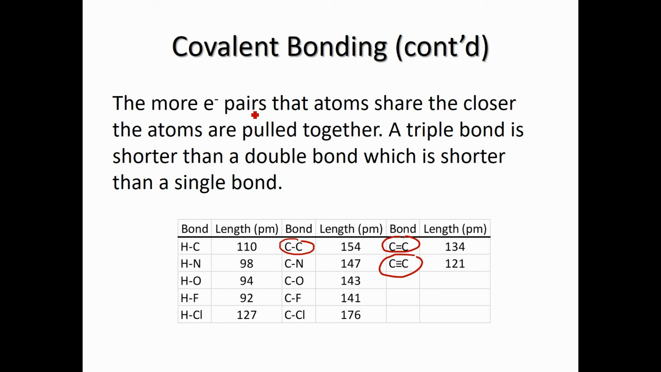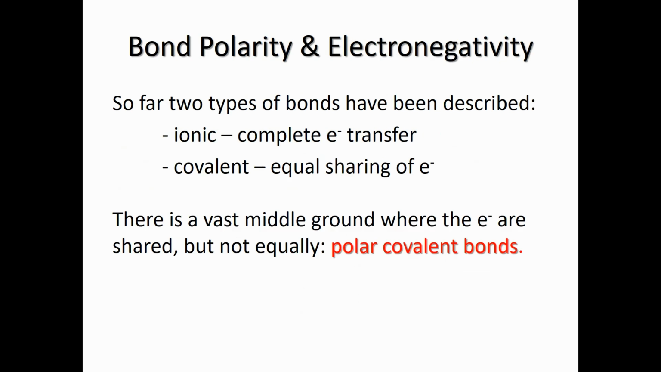Now, the more electron pairs that atoms share, the closer the atoms are glued together. That goes with the multiple bonds. A triple bond is shorter than a double bond, which is shorter than a single bond. That's all you need to know in this slide. Don't worry about memorizing the numbers. Okay, we'll discuss polarity and electronegativity later.